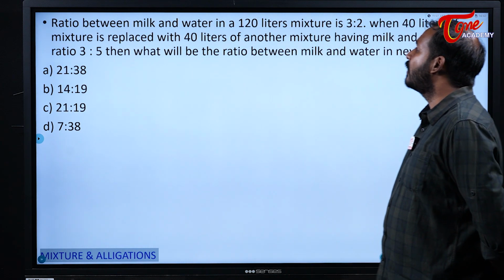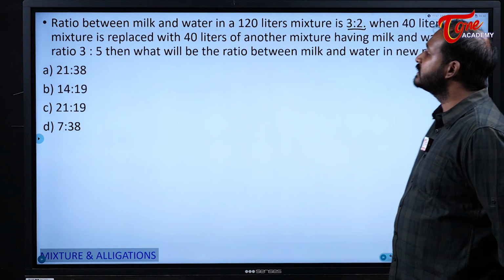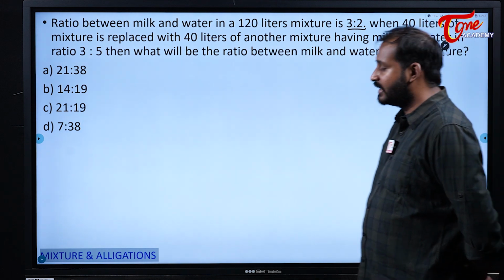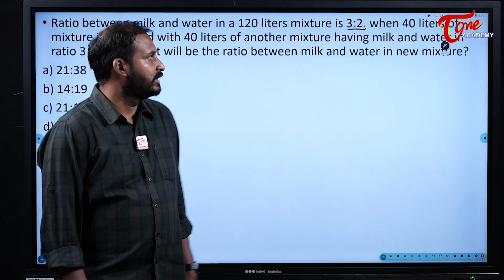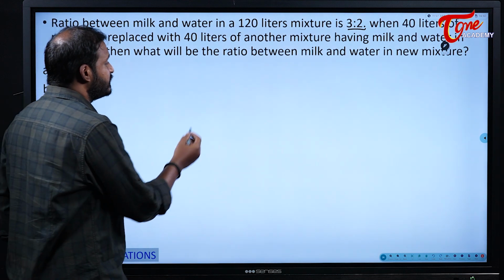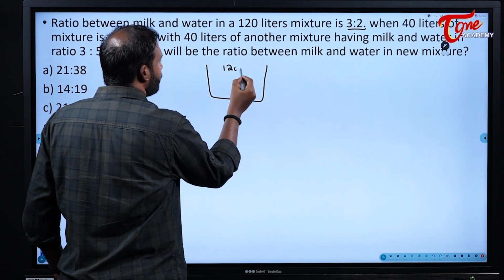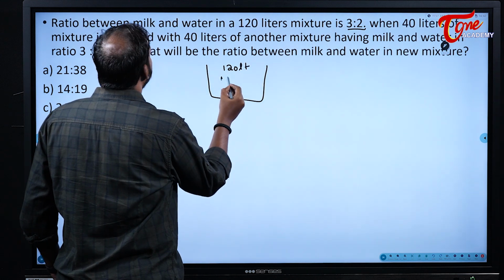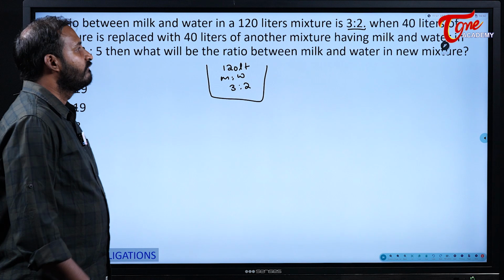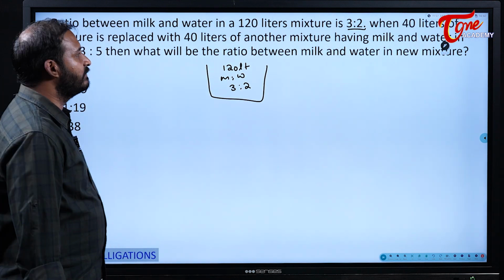Ratio between milk and water in a 120 liters mixture is 3:2. Okay, good. When 40 liters of mixture is replaced with 40 liters of another mixture having milk and water in the ratio 3:5. Okay. Now see here. In a 120 liters mixture, milk to water are in the ratio of 3:2. Good. When 40 liters of mixture is replaced with 40 liters of another mixture having milk and water in the ratio of 3:5.